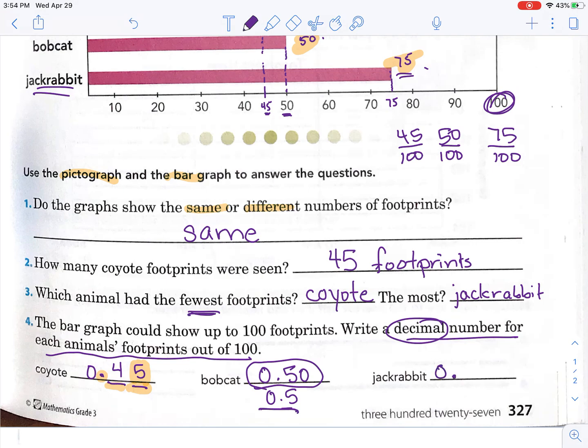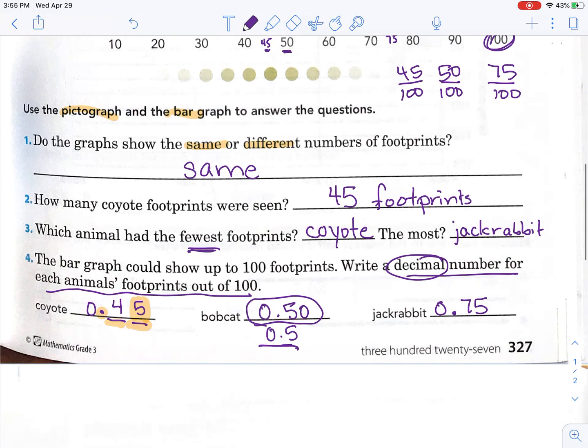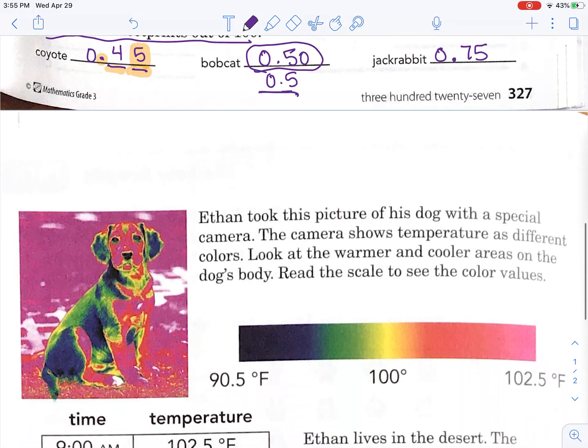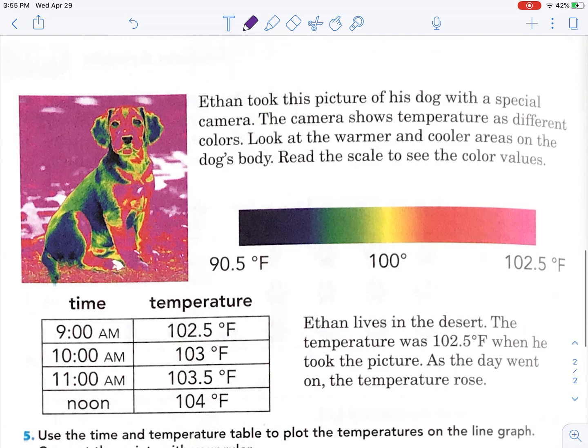Okay, what about the jackrabbits? 0.75. It's 75 hundredths. Do you see that? Like 75 pennies out of $1, 0.75. Awesome. That was a fun question. Okay, next page. If you're focused, this actually won't take us too long, which is really nice by the end of the week.